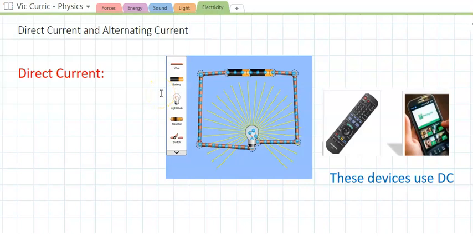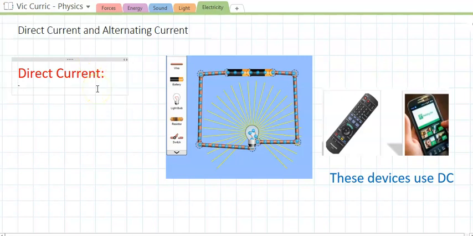Hey everybody! So this video is about direct current and alternating current. There's actually two different types of current in terms of the way it can flow around a circuit. Direct current is the first one, and it's the current you know about already. Every circuit we've learnt about so far uses direct current.